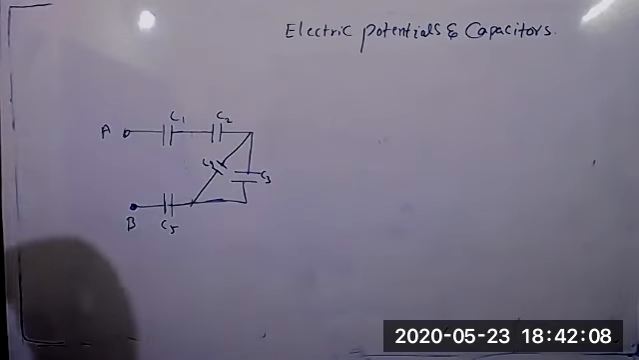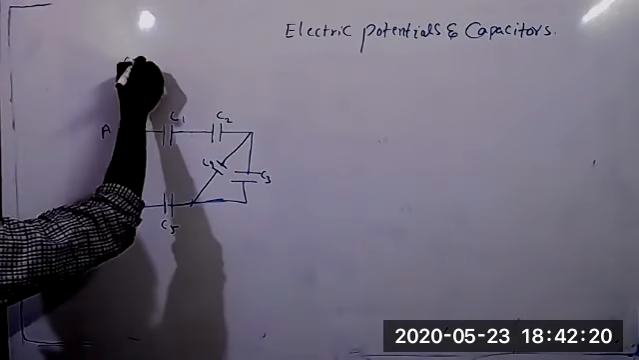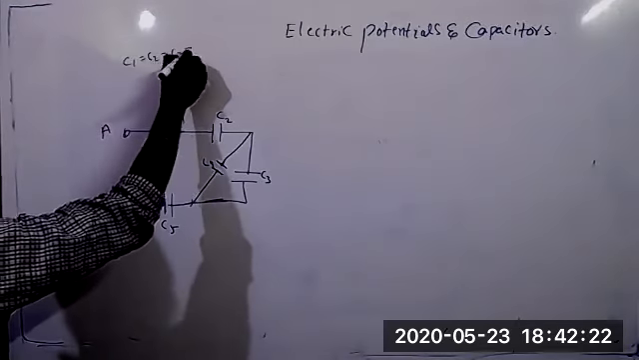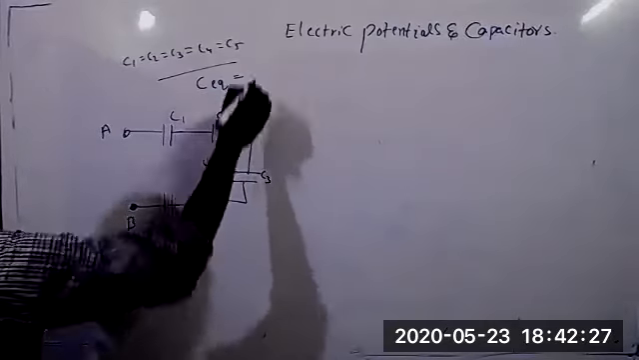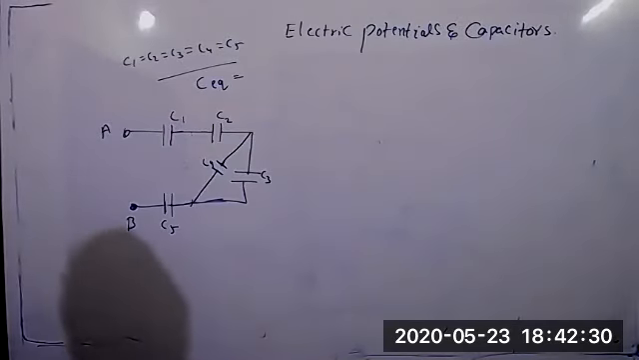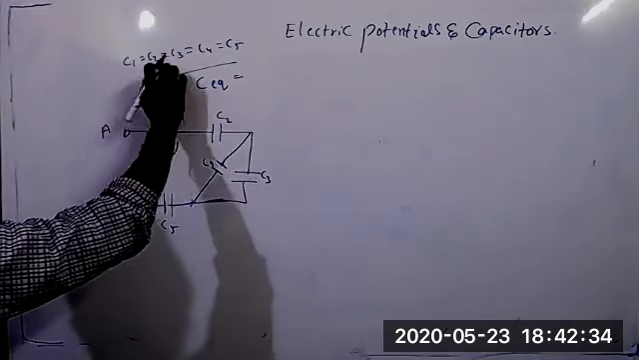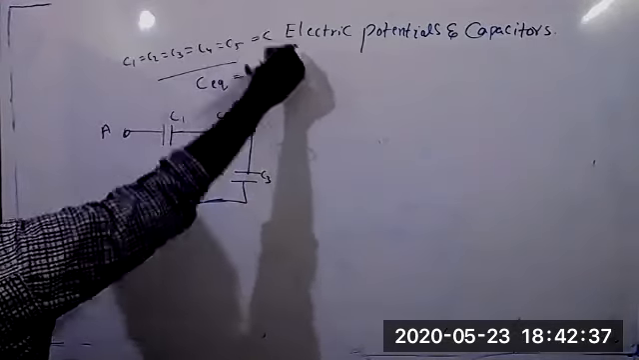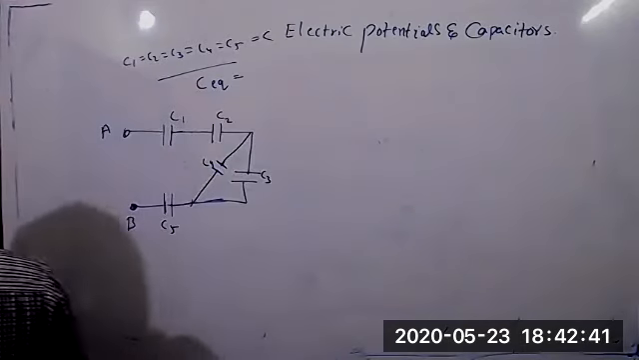Try to do this sum. Which capacitors are in series? Which capacitors are in parallel? C3 and C4 are in parallel, and C1, C2, the equivalent of C3 and C4, and C5. C1 equal to C2 equal to C3 equal to C4 equal to C5. Calculate C equivalent. Now see, is everyone getting the same answer or not? C1, C2, C3, everything equal to C. So in each and every place you have to take C. Find out the equivalent capacitance.